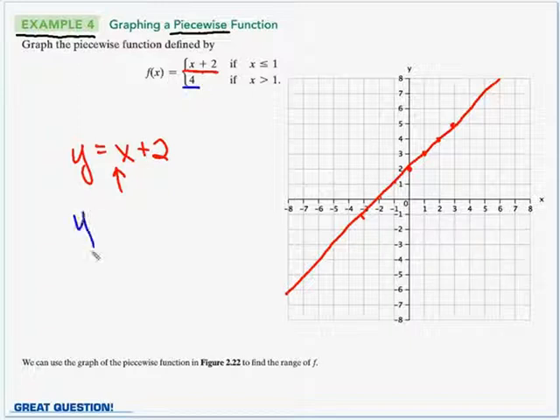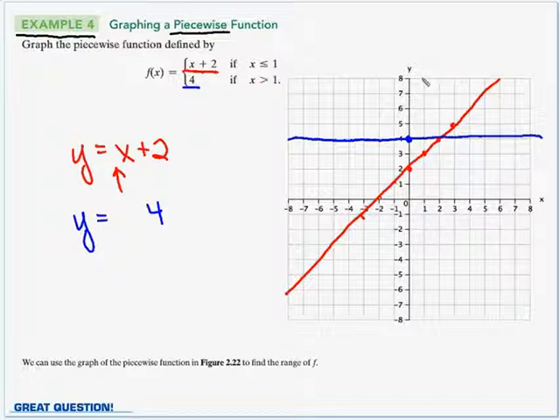y equals 4, or you could think about that as 0x plus 4. It's a horizontal line. Y-intercept of 4, and it's got no rise, all run. So here we've graphed both the functions, but we don't need all of those functions. So let's see here. The number over here is a critical one. If x is less than or equal to 1, we want to be on the red line. And if x is greater than 1, we want to be on the blue line.